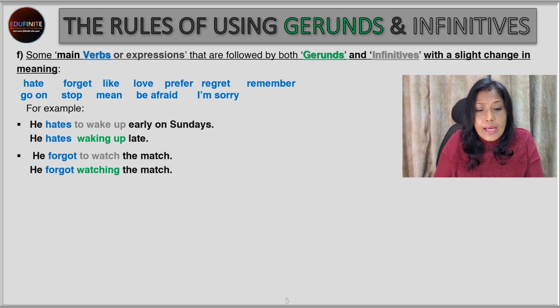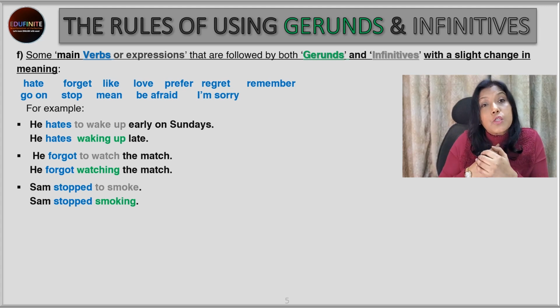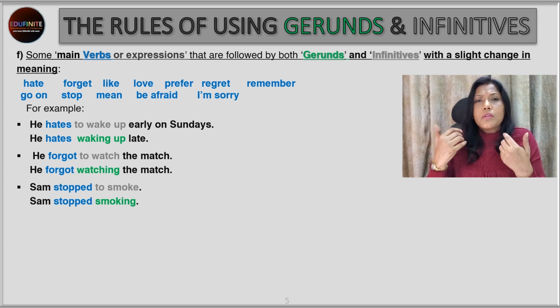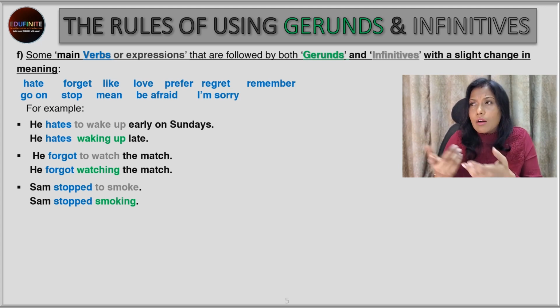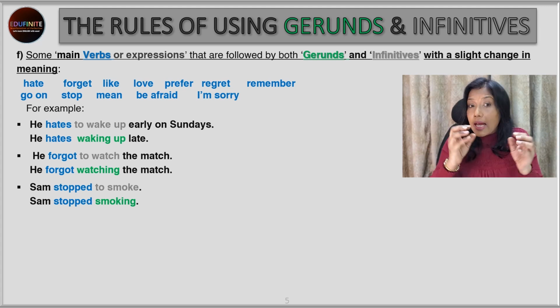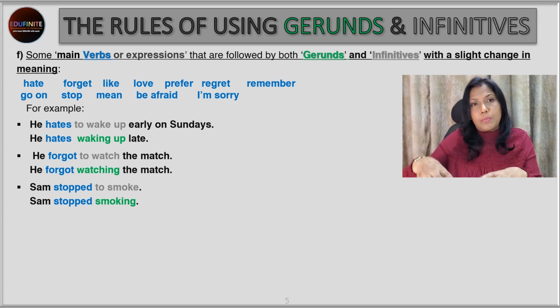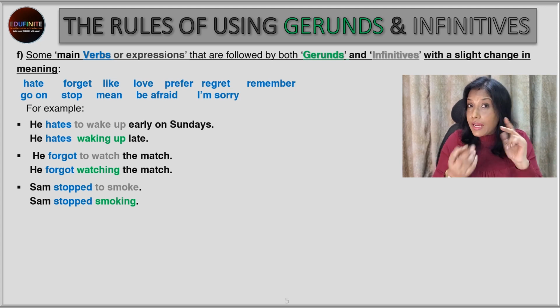Well, the next. Sam stopped to smoke and Sam stopped smoking. So here when we say Sam stopped to smoke, that means maybe he was going in his car and he had an urge to smoke. So he stopped his car, he looked for a parking lot, maybe he stopped it there and then he walked away and found a spot where he could smoke. So that is Sam stopped to smoke. That means he stopped his vehicle or whatever it be, and then he went for a smoke. But when we say Sam stopped smoking, it means he quit smoking. So there lies the difference.